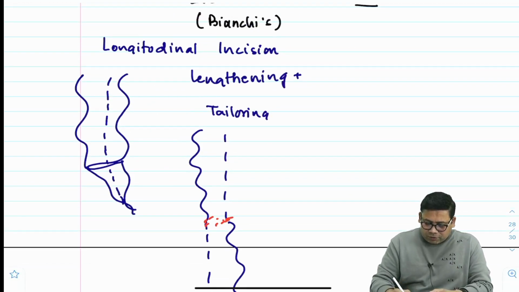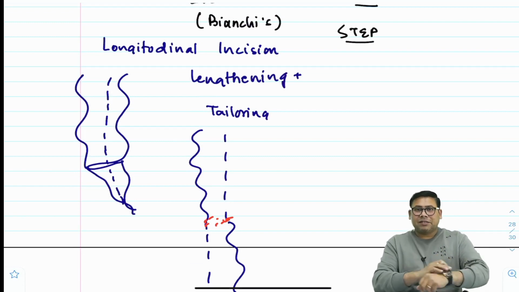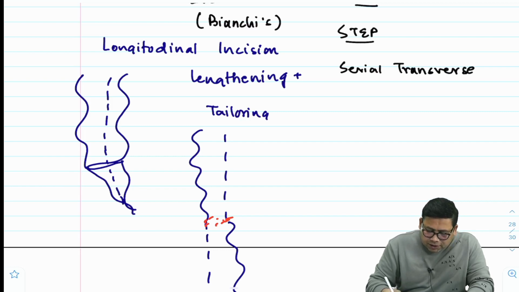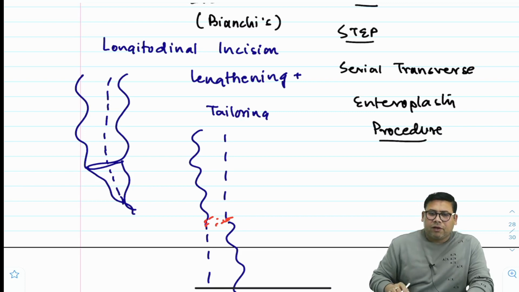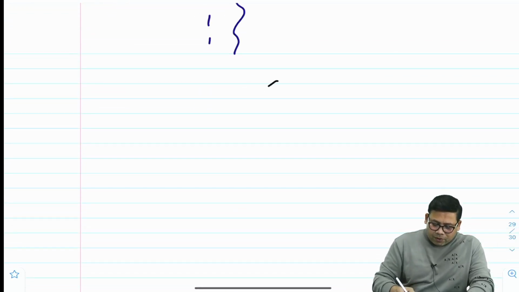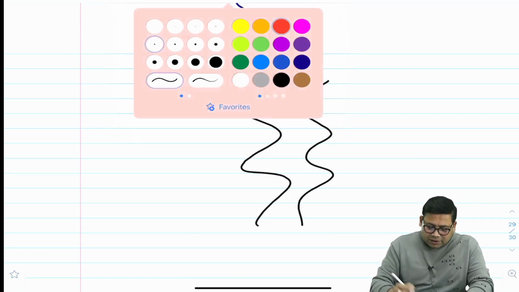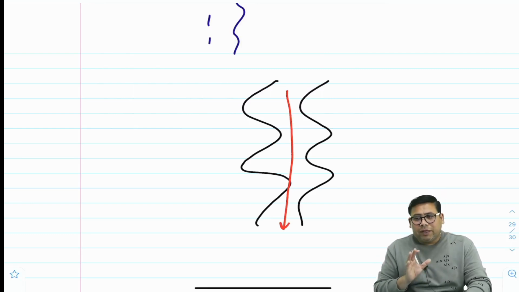The other one is STEP. What is the concept of STEP? I hope everyone is getting these concepts. STEP is the Serial Transverse Enteroplasty procedure. Now this is again very important. Try to understand STEP. If this is the bowel and I have to travel inside this bowel, I will travel like this. So this is actually the conceptual length of the bowel.